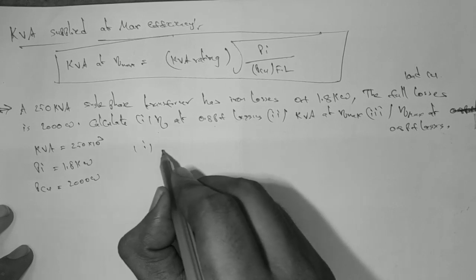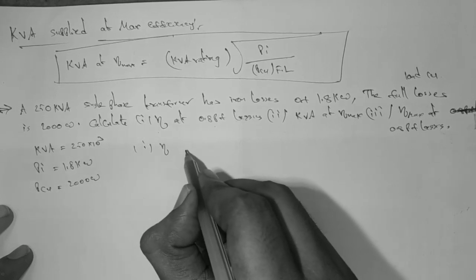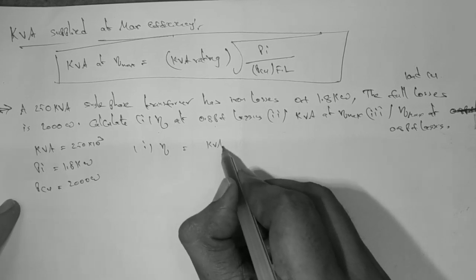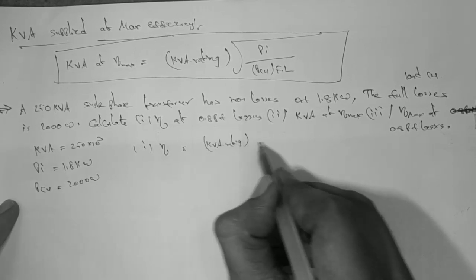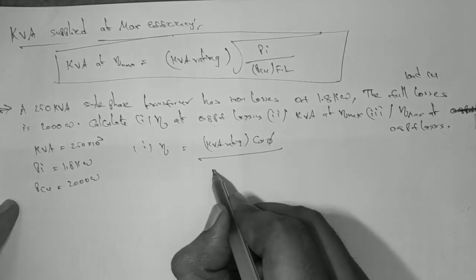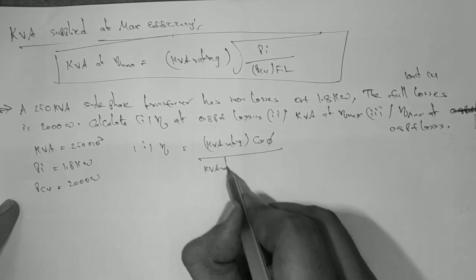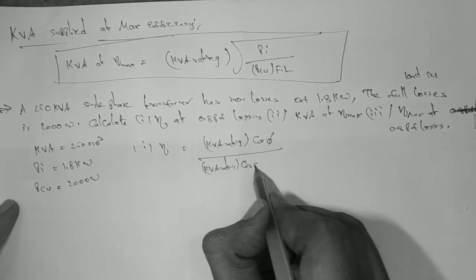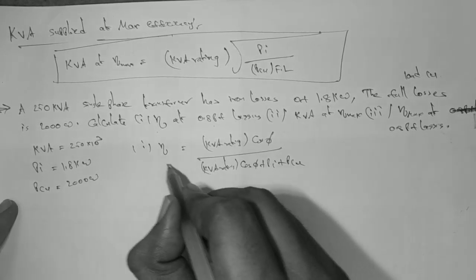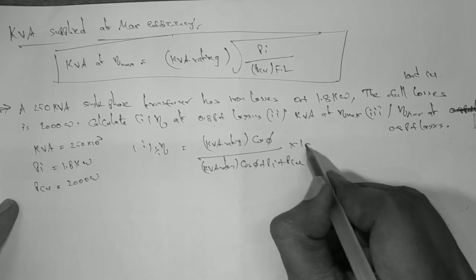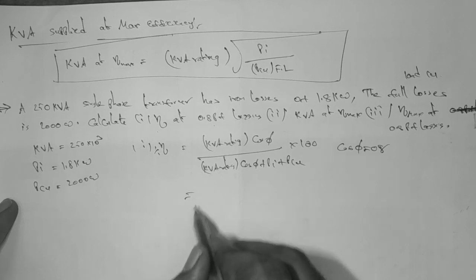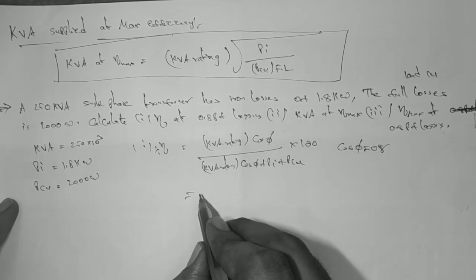First, we have to find the efficiency at 0.8 power factor lagging. When kVA is given, the efficiency formula is kVA rating into cos phi divided by kVA rating into cos phi plus losses, that is Pi plus PCU. We know all the values: kVA, Pi and PCU are known, and the power factor is given as 0.8. Substitute all the values and multiply by 100 for the percentage. We will get 98.135%.